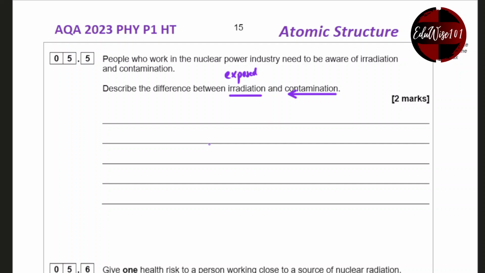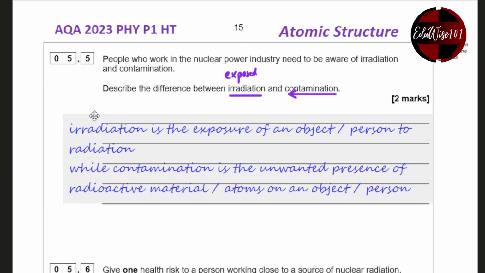Contamination, when you get the material on your body. So if it's stuck to your shoes or your clothing, or even if you inhale it, all of them are contamination when the material is physically on your body. So the difference, irradiation is the exposure of an object or person to radiation, while contamination is the unwanted presence of radioactive material or atoms on an object or person.